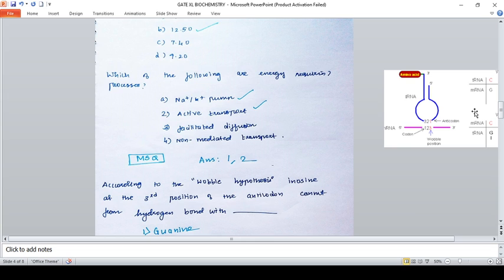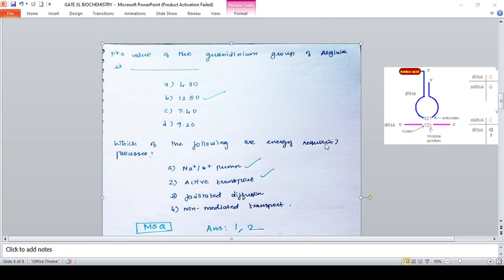So, the next thing is that the pKa value of the guanidine group of arginine is. They are specifically asking about this guanidine group. So the pKa is 12.50.